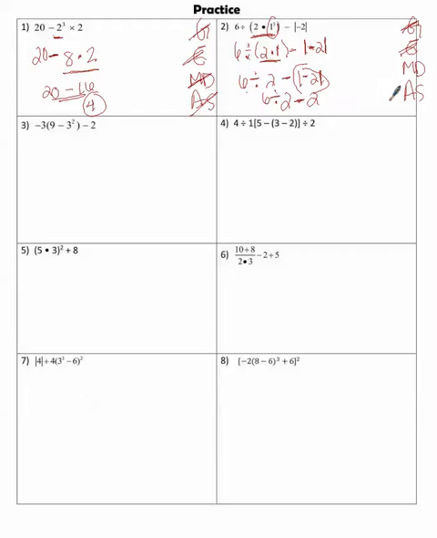So now you can multiply or divide from left to right. So you get 6 divided by 2, which is 3. 3 minus 2 is 1. Circle your final answer.